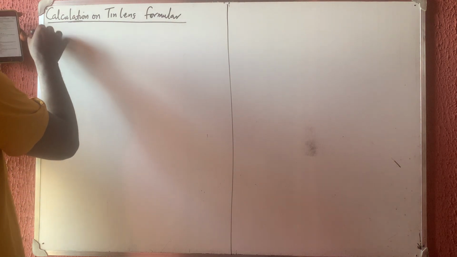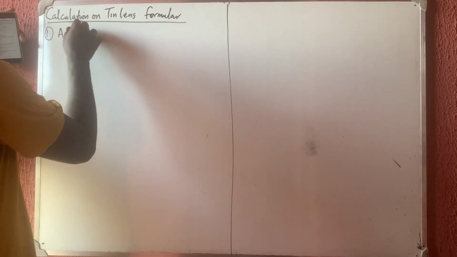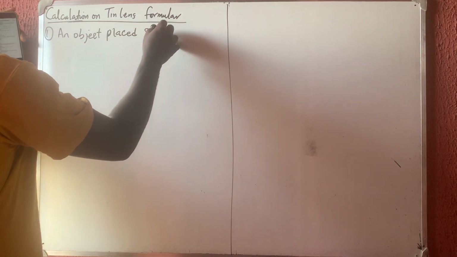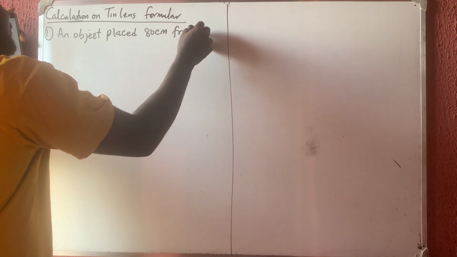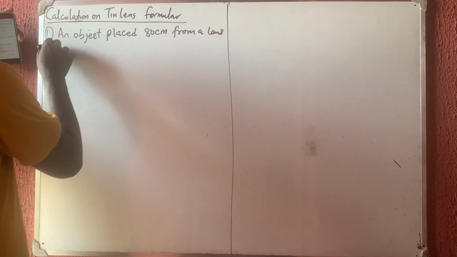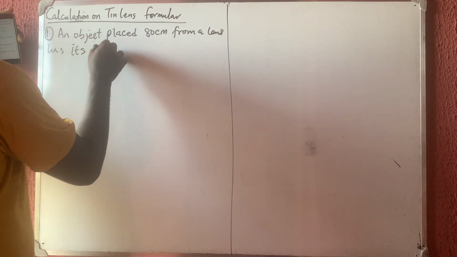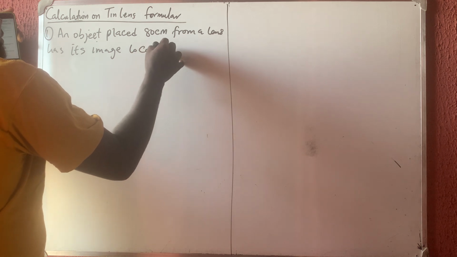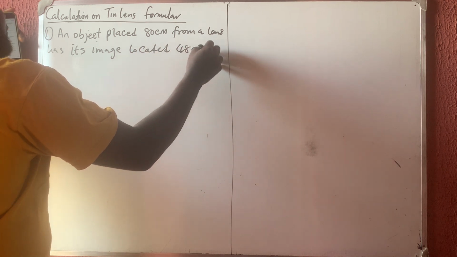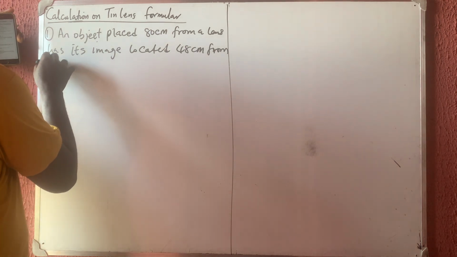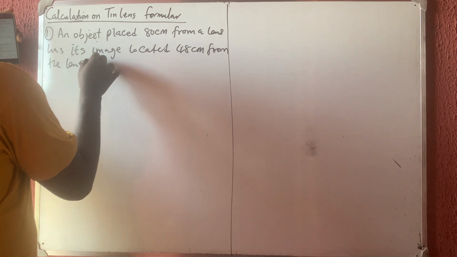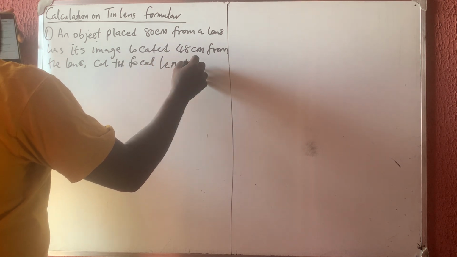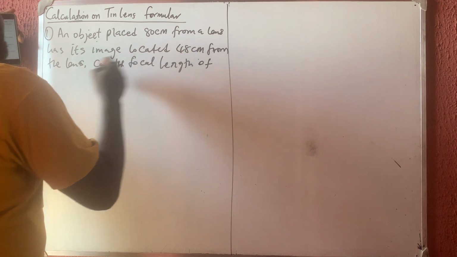So the first question we are going to solve in this quiz video says that an object placed 80 cm from a lens has its image located 48 cm from the lens. Then it says calculate the focal length of the lens.